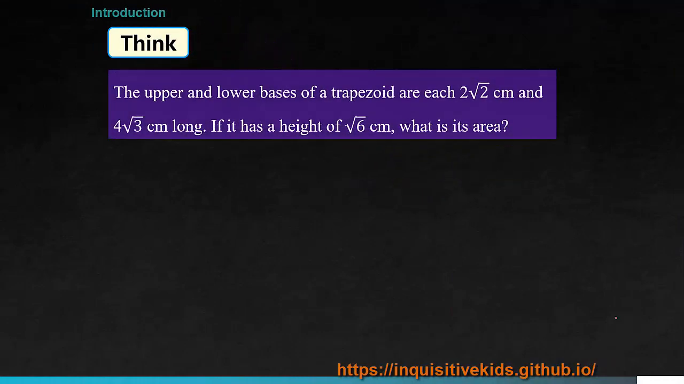The upper and lower bases of a trapezoid are each 2 plus the arithmetic square root of 2 centimeters and 4 minus the arithmetic square root of 3 centimeters long. If it has a height of the arithmetic square root of 6 centimeters, what is its area?